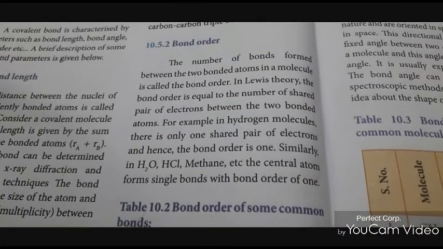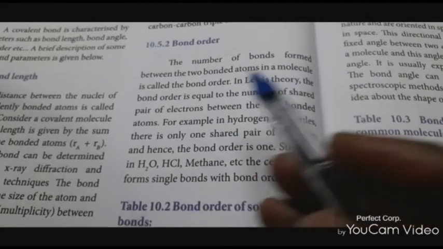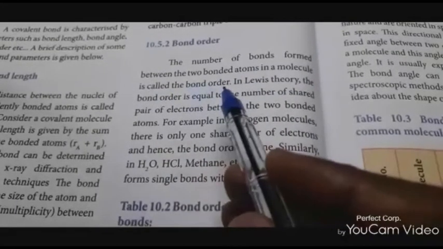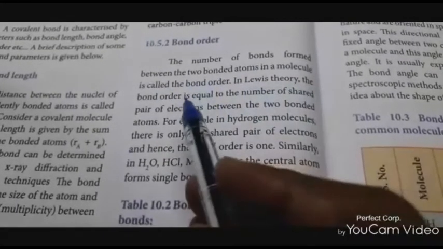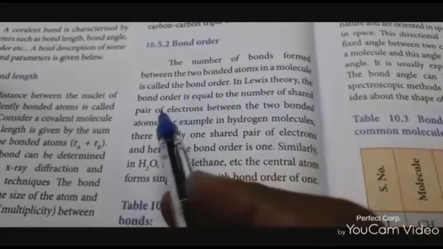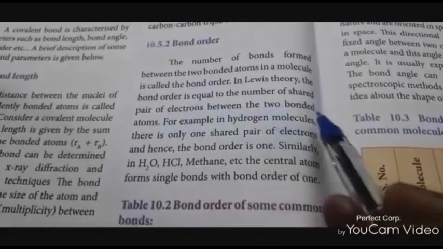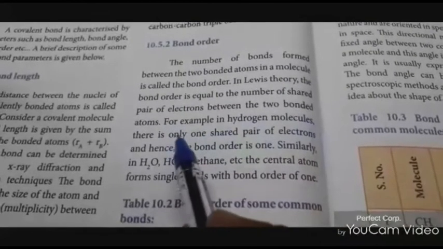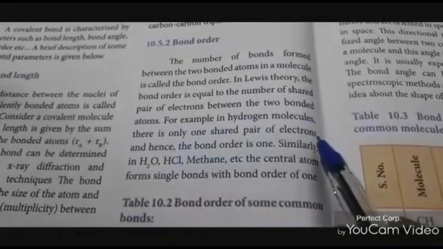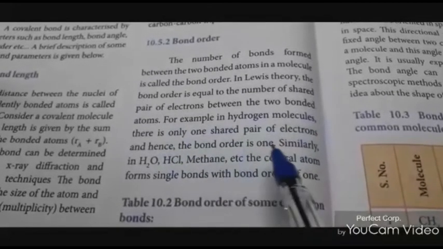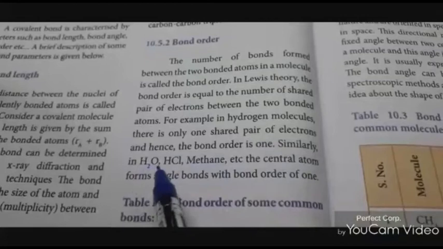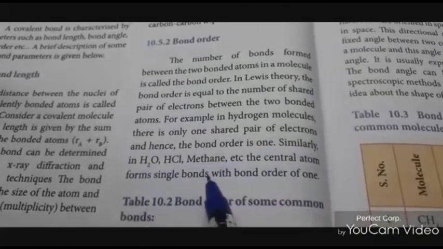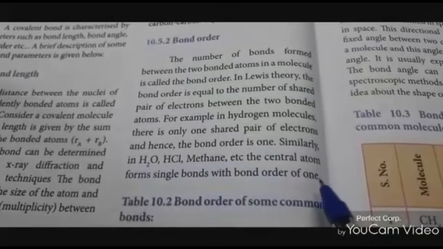Next topic, bond order. The number of bonds formed between the two bonded atoms in a molecule is called the bond order. In Lewis theory, the bond order is equal to the number of shared pairs of electrons between the two bonded atoms. For example, in hydrogen molecules, there is only one shared pair of electrons and hence the bond order is 1. Similarly, in H2O, HCl, methane, etc., the central atom forms single bonds with bond order of 1.